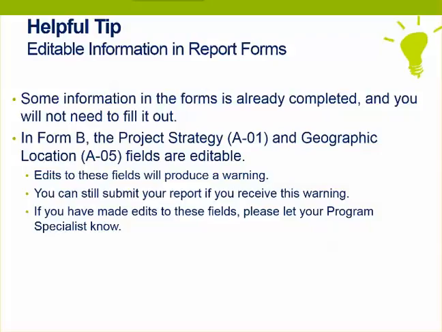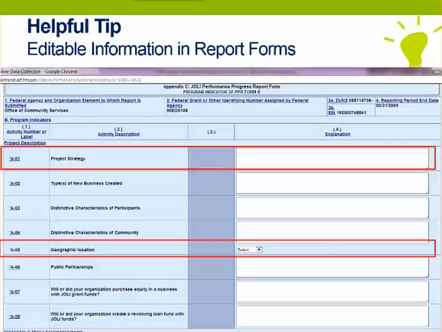You also might receive a warning on these 2 fields when it's your first time ever reporting in the system. You can still submit the report if you receive these warnings. However, if you make edits to these fields, you'll need to let your program specialist know. So basically, you receive a warning message when you edit these two fields as a reminder to you that if these two aspects of your project have changed, you need to be in communication with your program specialist about that.